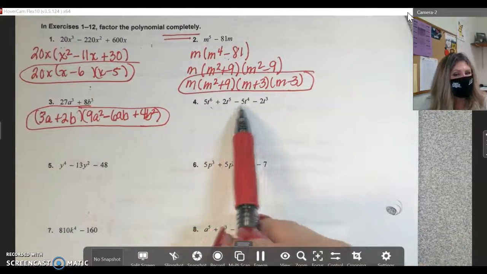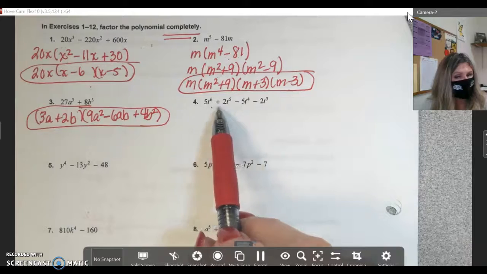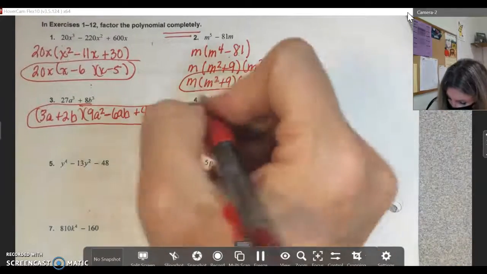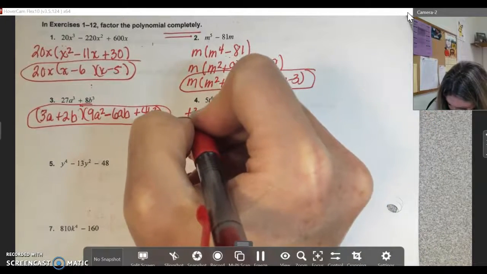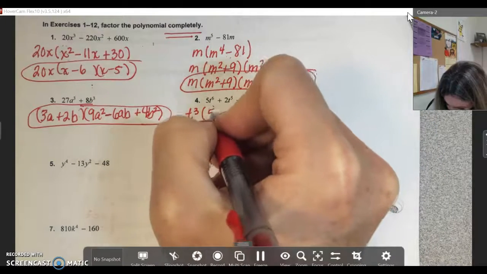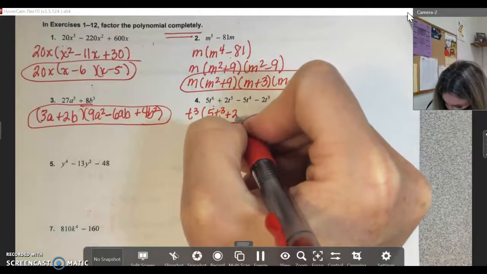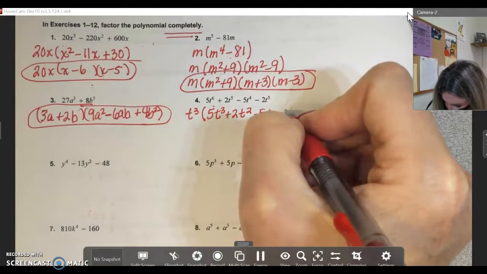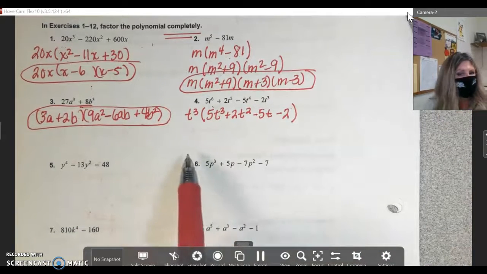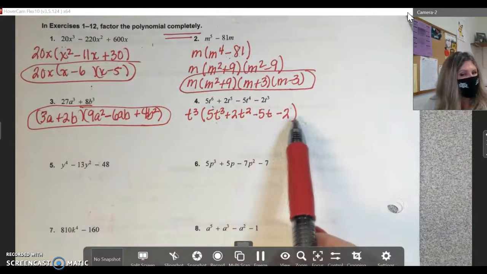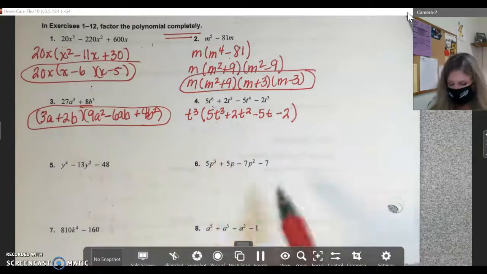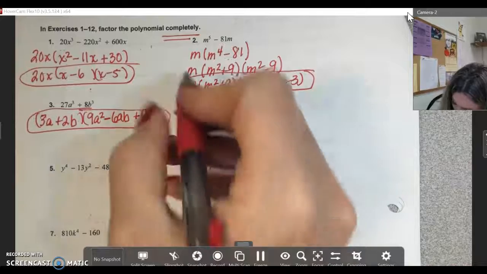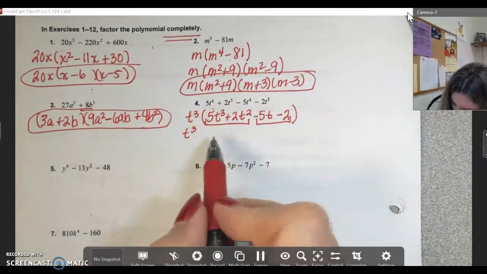What do you guys think we're going to be looking for on number 4? Yeah, we can do a GCF first. So what is the GCF? T to the 3rd. I'm going to take that out first, and I'm going to have 5t to the 3rd plus 2t squared minus 5t minus 2. Now, what do I look for when I have 4 terms? Grouping. So I'm going to look at these two, and I'm going to look at these two. So t to the 3rd is going to come down.